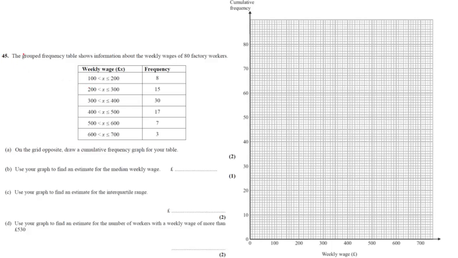This is question 45. The group frequency table shows information about the weekly wages of 80 factory workers. I've encouraged you all to circle that value. It's useful as you go through. We have a frequency table here, and it says to draw a cumulative frequency graph for your table.